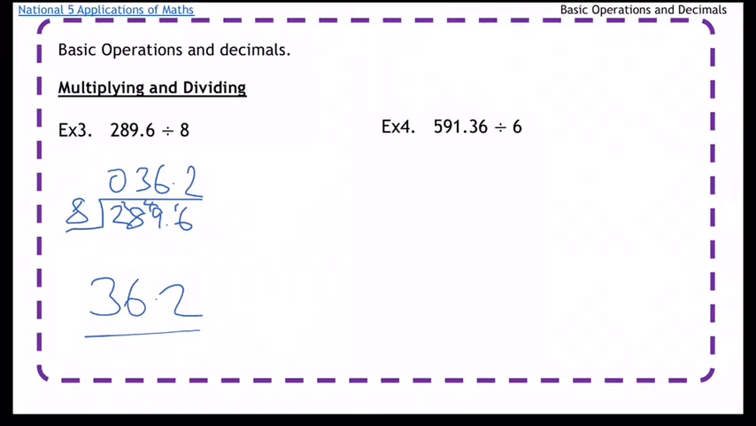Right, again, 591.36 divided by 6. So 591.36 is going to go underneath the bus stop because it came first. And then 6 is waiting outside. So 6 into 5 doesn't go. 6 into 59 goes 9 times with the remainder 5.